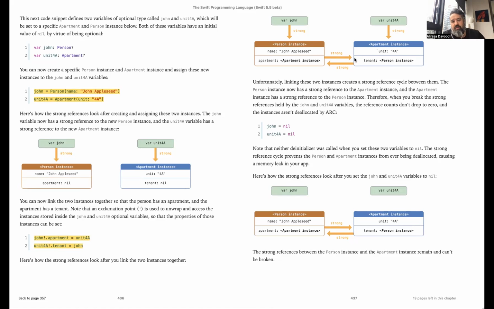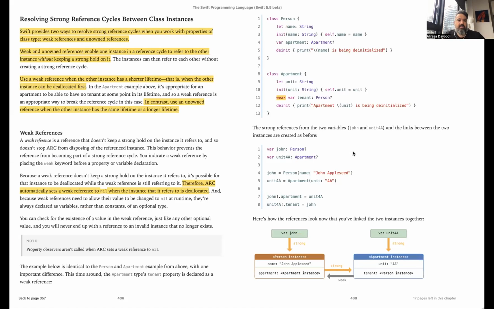But here it is between two classes, as two reference types. What is the solution? The solution is to define what we call either an unowned reference or a weak reference. So Swift has basically two mechanisms. One is a weak reference, as opposed to a strong reference, or an unowned reference. Sometimes you use weak, sometimes you use unowned. We'll talk about it again later. So let's see how the weak reference solves this issue.